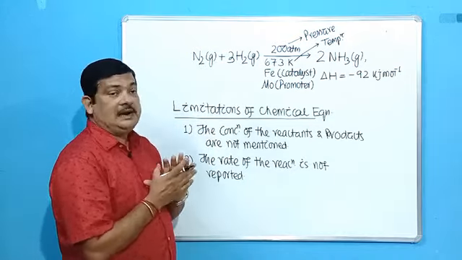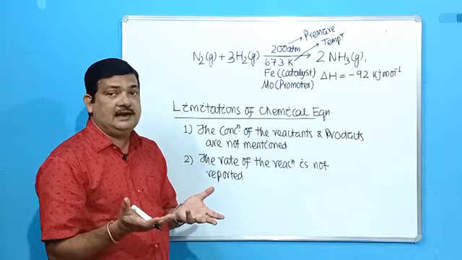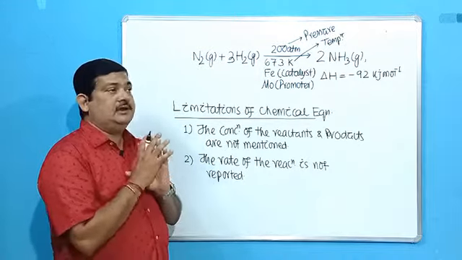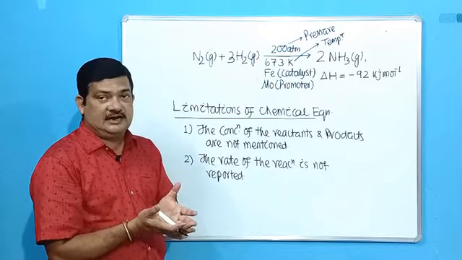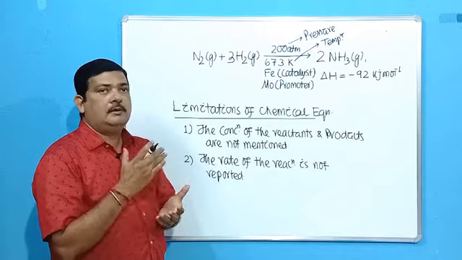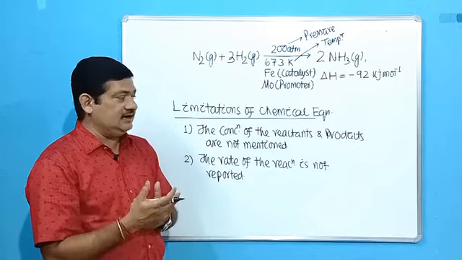By looking at a balanced chemical equation, we don't have any idea regarding the rate, whether it is a slow reaction, a moderate reaction, or an instantaneous reaction. So reactions can be of three types with respect to rate: slow, moderate and instantaneous or fast reaction.